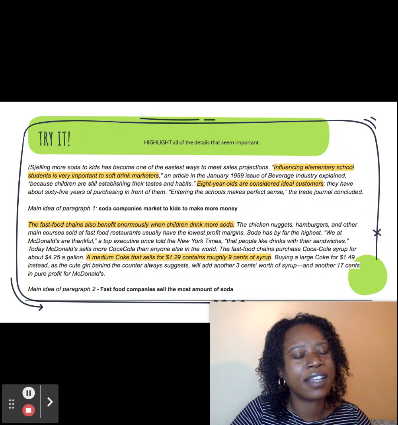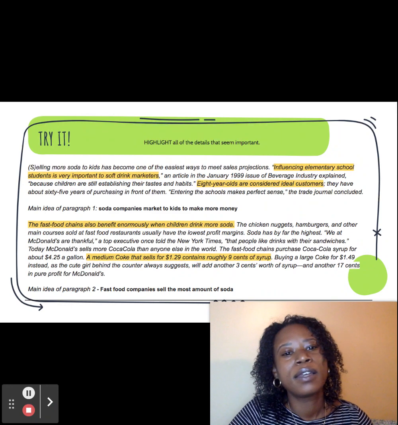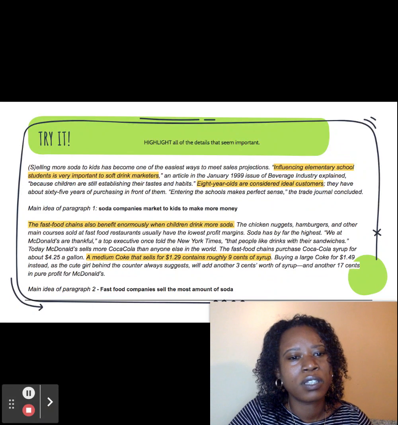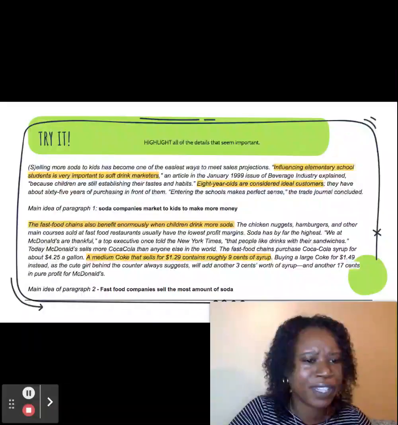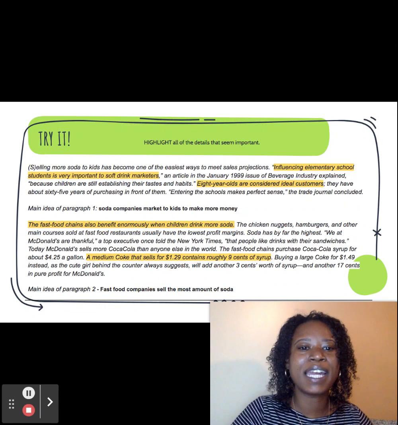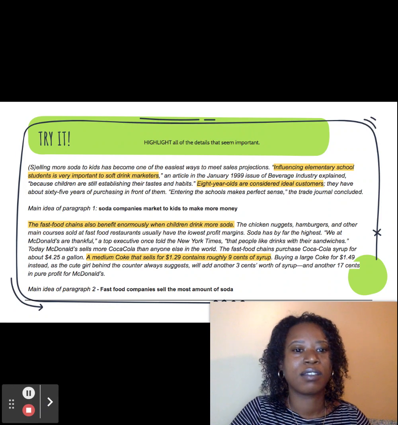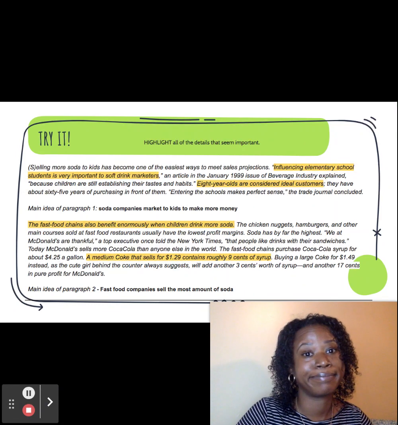An article in the January 1999 issue of Beverage Industry explained, because children are still establishing their tastes and habits, 8-year-olds are considered ideal customers. They have about 65 years of purchasing in front of them. Entering the schools makes perfect sense, the trade journal concluded. So the main idea of paragraph 1 would be, soda companies market to kids to make more money.